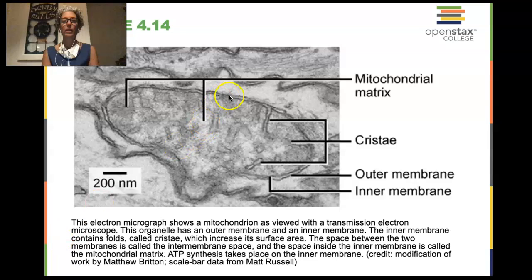This electron micrograph is showing a mitochondrion. There's our space bar. So a mitochondrion is about 1 micron across. The matrix is the fluid inside a mitochondrion. The cristae are where the membrane folds, and there are two membranes on each mitochondrion. The outer one, which is smooth, and the inner one, which is curvy.